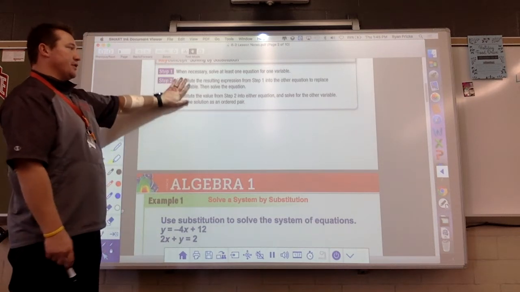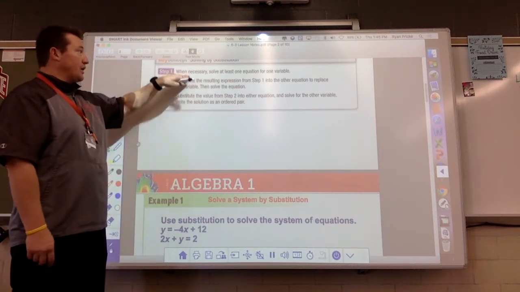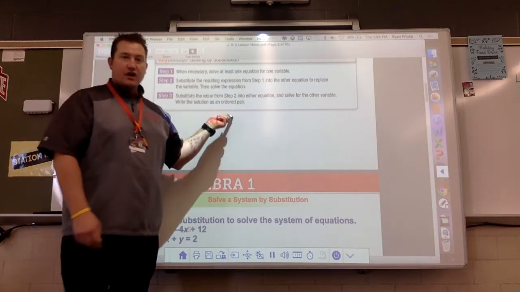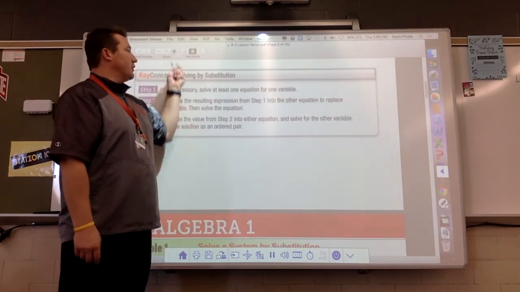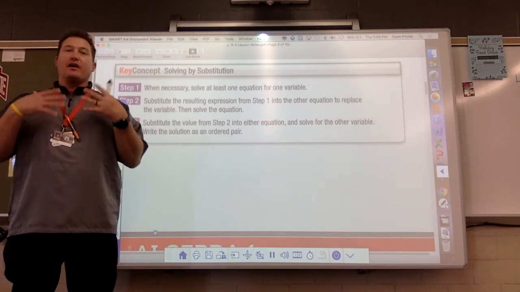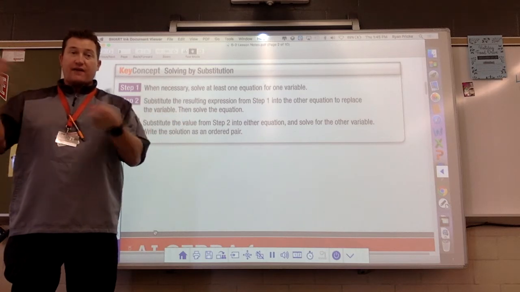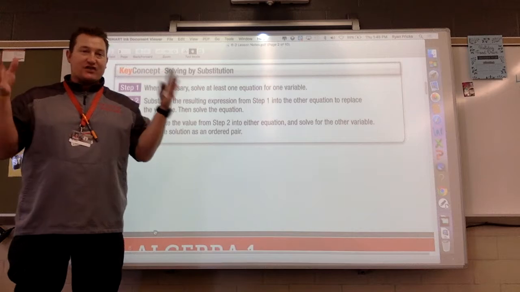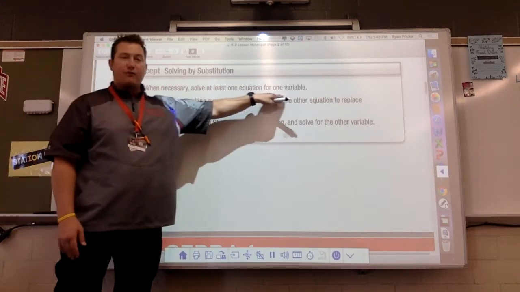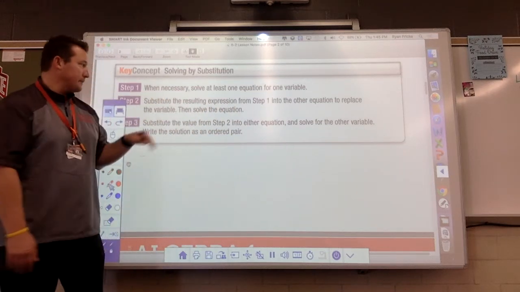Again, if you're a step person, here's what you got. Step number 1 is the most important. When necessary, solve one of the equations for one variable. We talked about it the other day in class, guys. We have got to be very comfortable with this process of solving equations for a variable. I'm not solving it for a number, I'm solving it for a variable. We're rearranging that equation. That is my first step here.